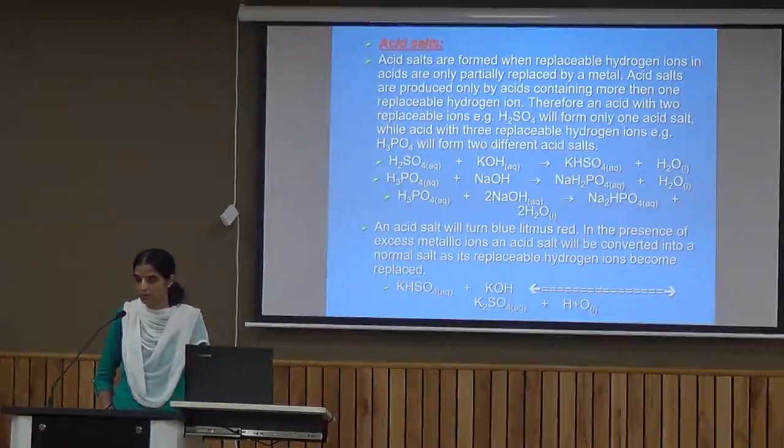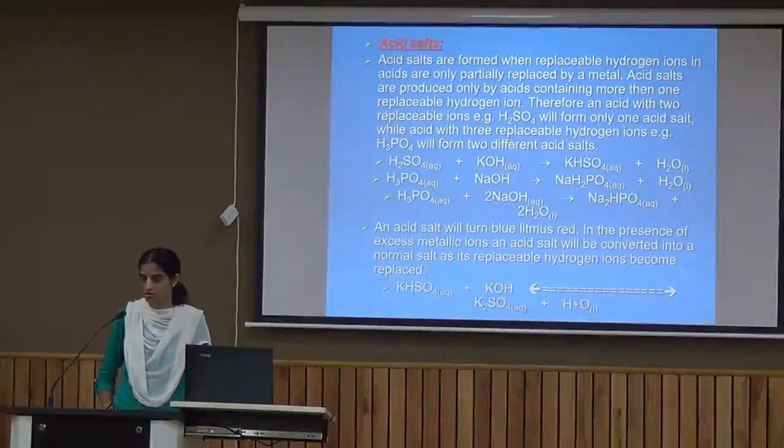So we have the product KHSO4. Hydrogen is still there in the salt. So this is partial replacement of hydrogen from the acid. And that is why we have the formation of potassium hydrogen sulfate, which is actually an acid salt. So all the hydrogen ions which are present are not replaced.